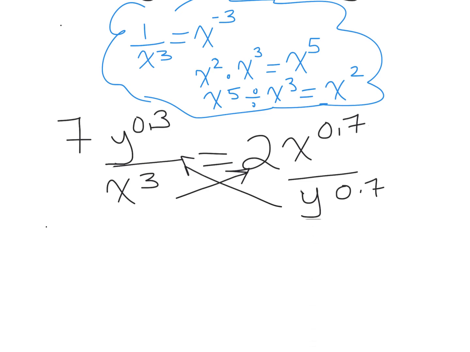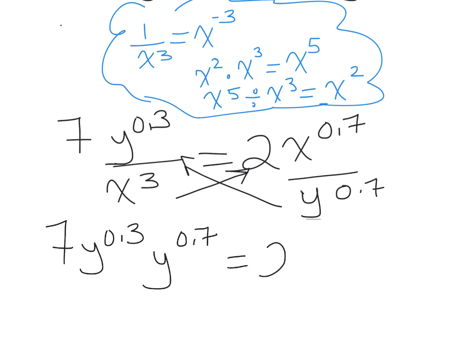So I would have 7 y to the 0.3 times y to the 0.7 equal to 2x to the 0.7 times x to the 0.3. Look, you guys, nobody told me that was... okay, there we go, 0.3. Thank you. Thanks, Warda.